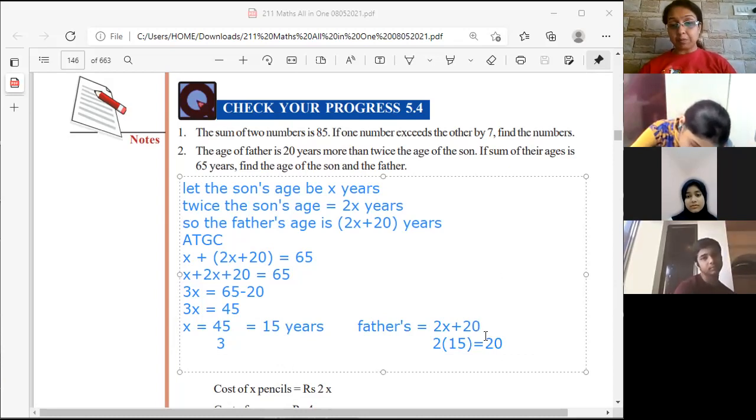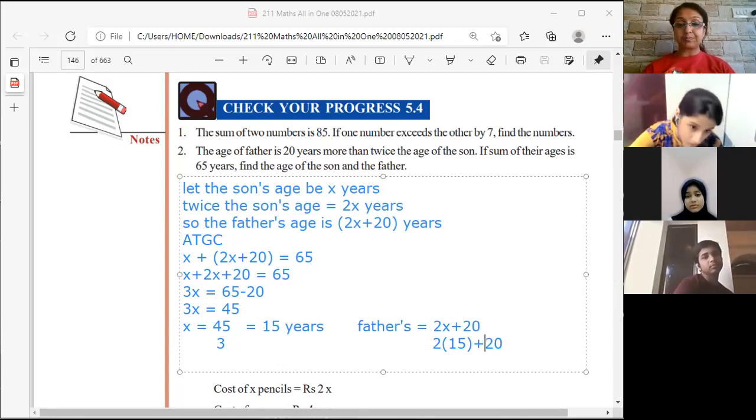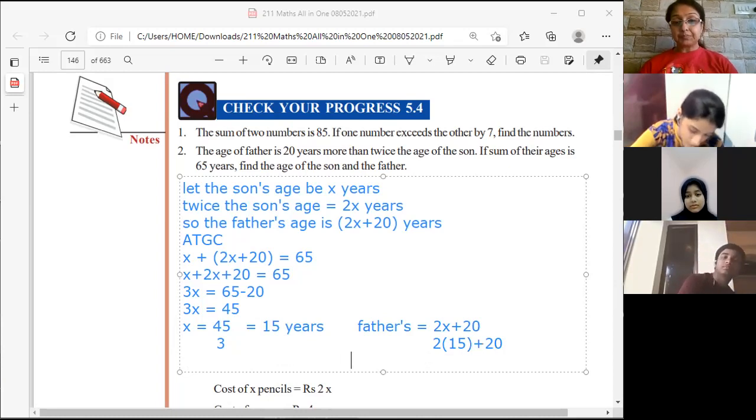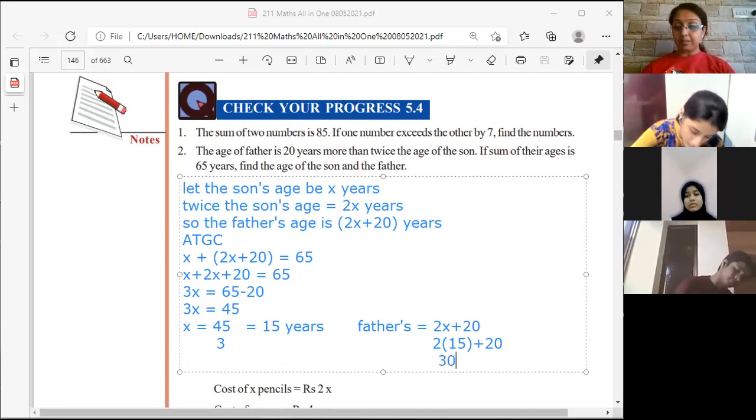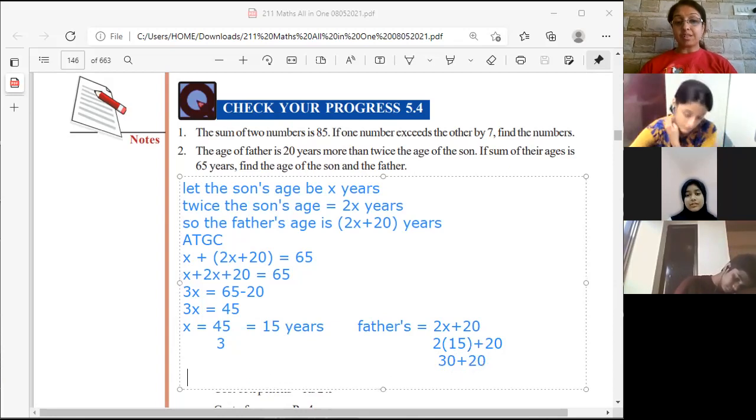One minute, it has to be plus. It became equal to 30 plus 20. And what is that going to be? 50.